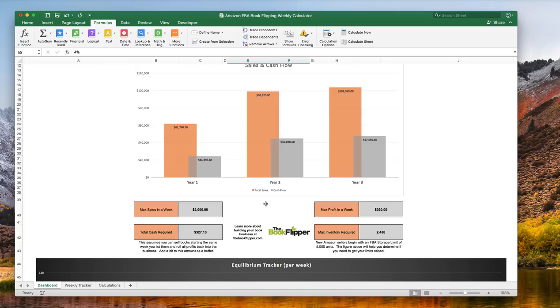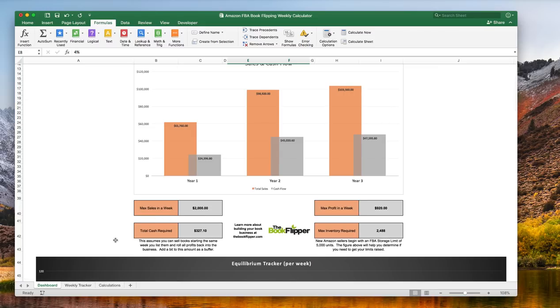And again, we're not factoring in textbook season here. Your max profit or your cash flow in a week would be just shy of $1,000. And again, $1,000 a week for 52 weeks would get you close to 52 grand of total profit or cash flow. And we're not quite at $1,000, which is why we're just a little under 50.